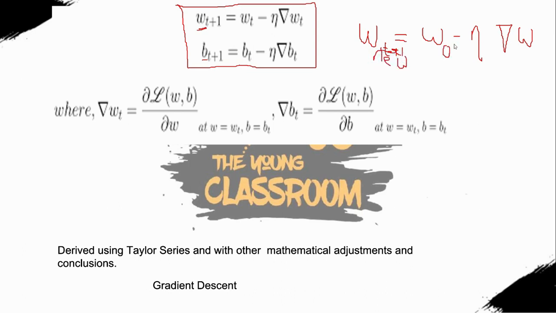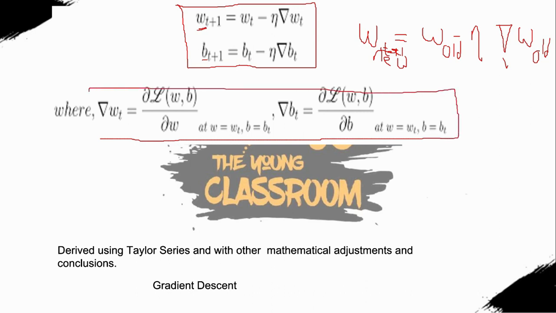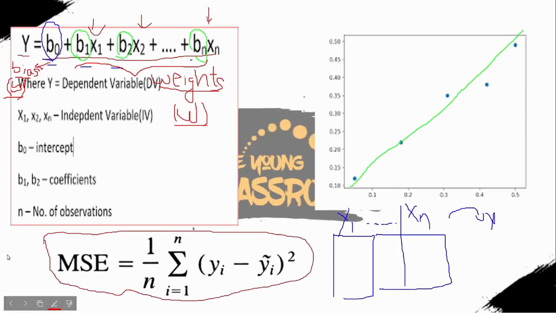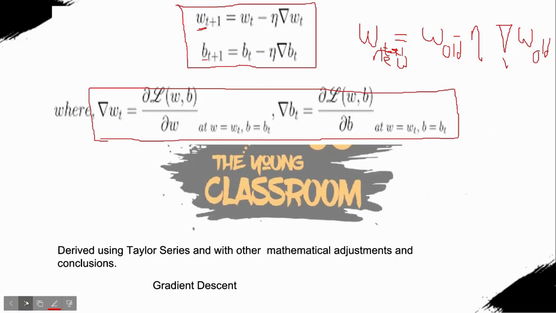This was the old weight, and this is also your old weight. Basically the gradient is this mathematical operator. It is the partial differentiation of the loss function. This mean squared error is also known as the loss function, because it tells you how much loss, or how far off you are from the real prediction. We can also call it the error function or the loss function. Both go hand in hand.